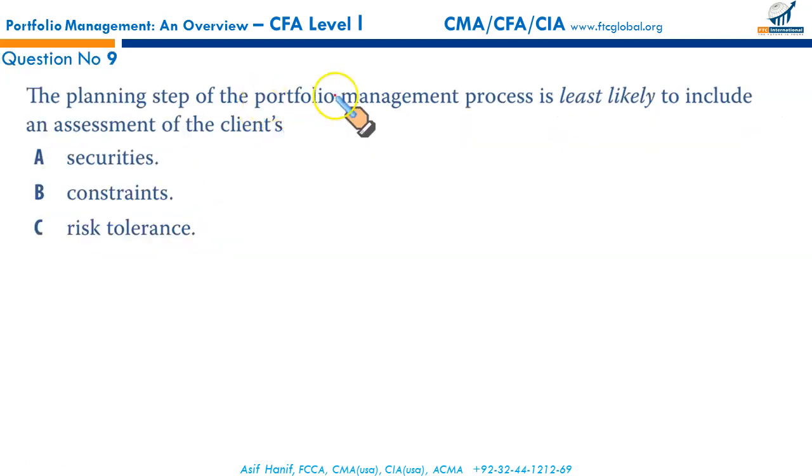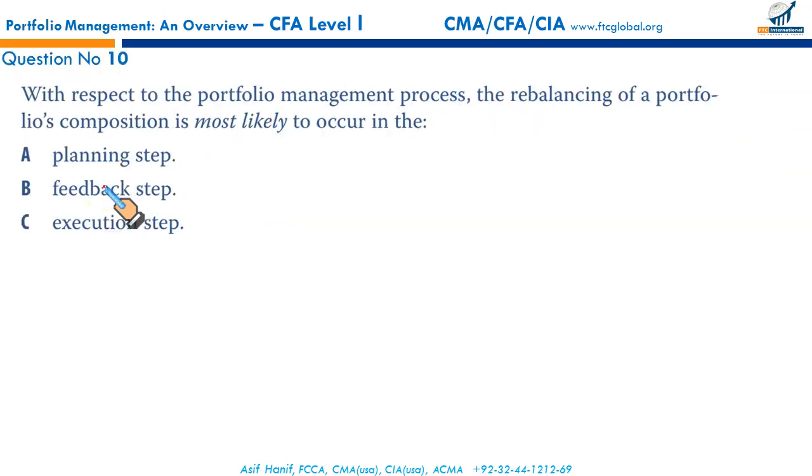The planning step of the portfolio management process is least likely to include an assessment of the client's securities, constraints, or risk tolerance. Remember, in the planning step, we determine the client's objectives, constraints, and risk tolerance, but securities are analyzed in the execution step, not in the planning step. That's why A is the right answer.